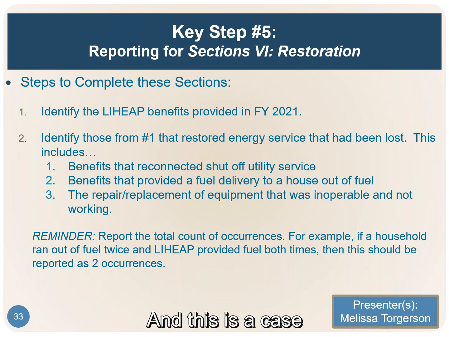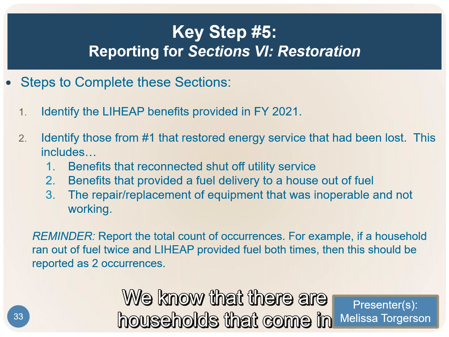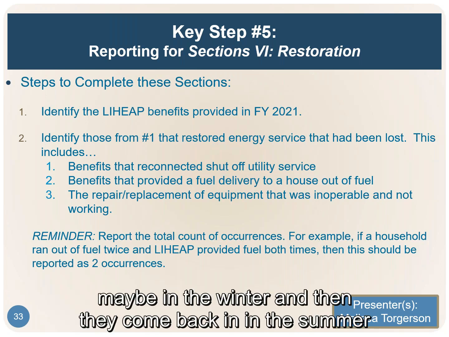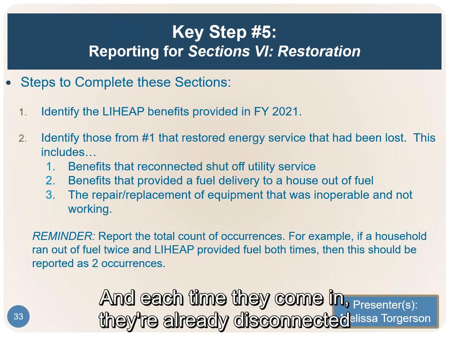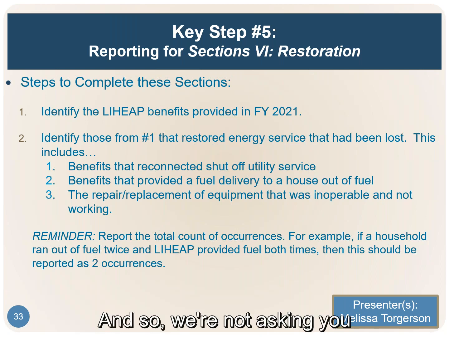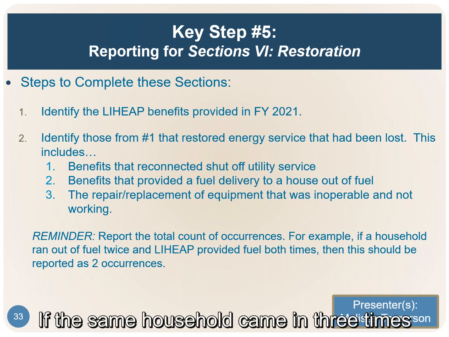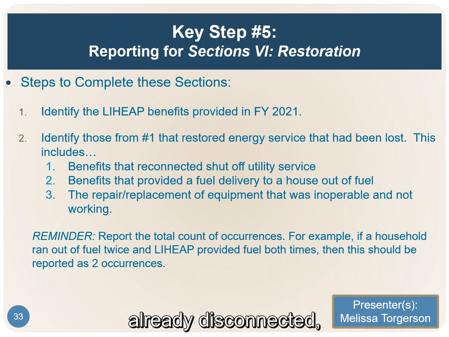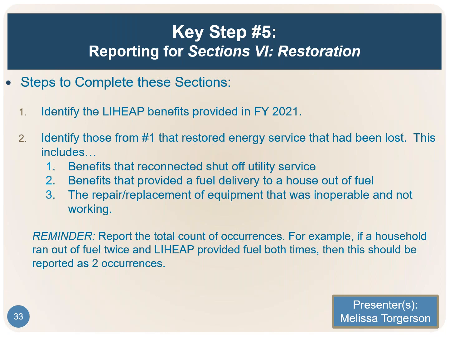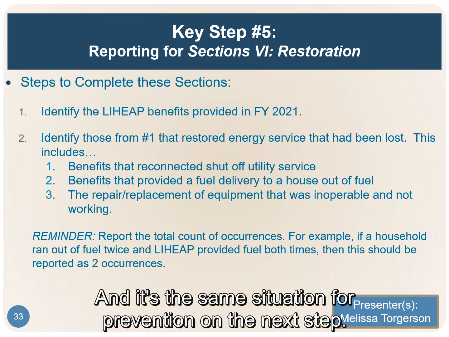And this is a case where you're not counting unduplicated counts. We know that there are households that come in for a regular benefit and then a crisis benefit, maybe in the winter, and then they come back in the summer for another regular or crisis benefit. Each time they come in, they're already disconnected or have a disconnect notice or whatever it might be. So we're not asking you to unduplicate those households. If the same household came in 3 times already disconnected, then you would count 3 times in this report. So this is an easier number to calculate than some of the others. And it's the same situation for prevention on the next step.